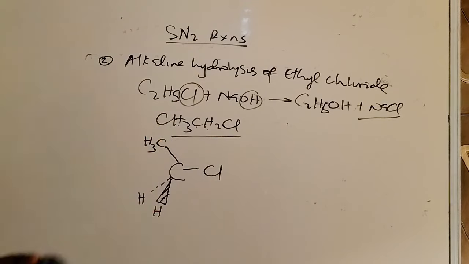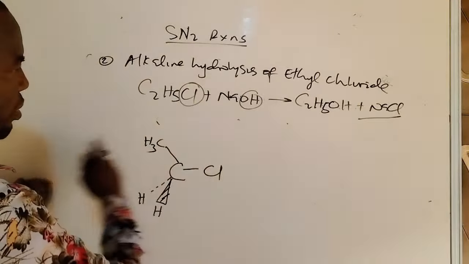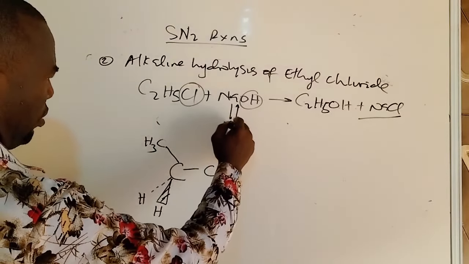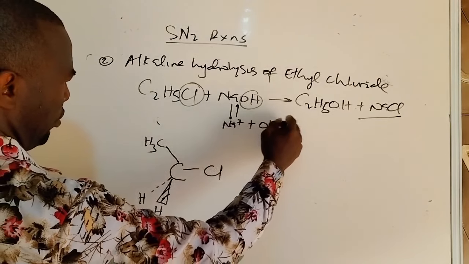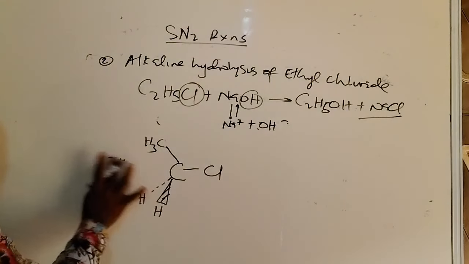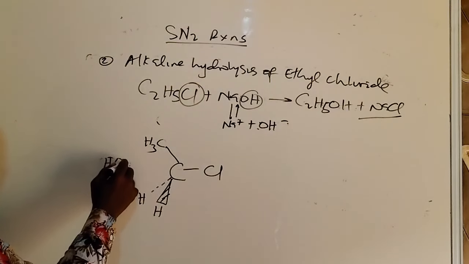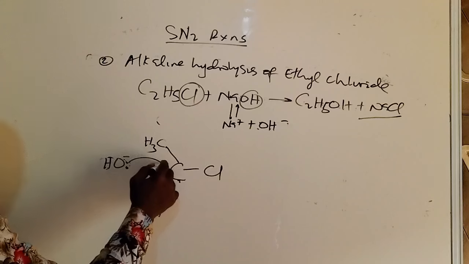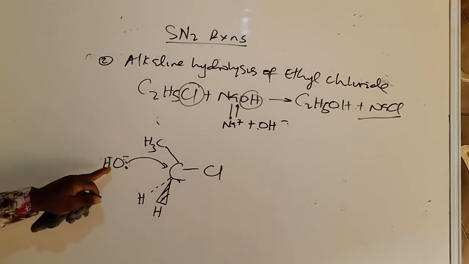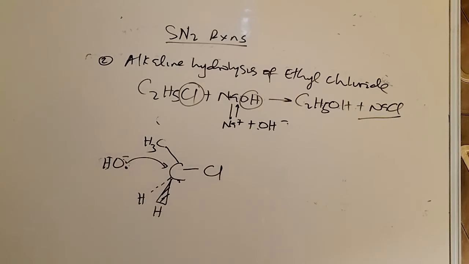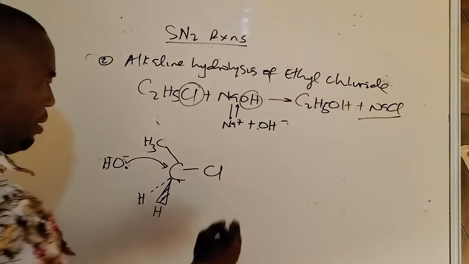Then the nucleophile will come from the reagent by ionizing it, sodium ion and hydroxide ion. So the hydroxide ion will attack with oxygen first. It will attack the substrate from the back because of the repulsion between the negative charges of the hydroxide and chlorine, so it cannot attack from this side. So when this happens, we're going to form the transition state.